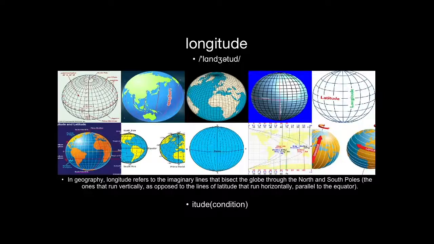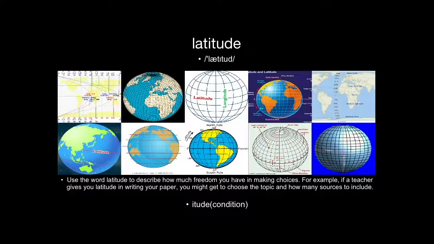Longitude. In geography, longitude refers to the imaginary lines that bisect the globe through the north and south poles, the ones that run vertically, as opposed to the lines of latitude that run horizontally, parallel to the equator. Latitude. Use the word latitude to describe how much freedom you have in making choices. For example, if a teacher gives you latitude in writing your paper, you might get to choose the topic and how many sources to include.